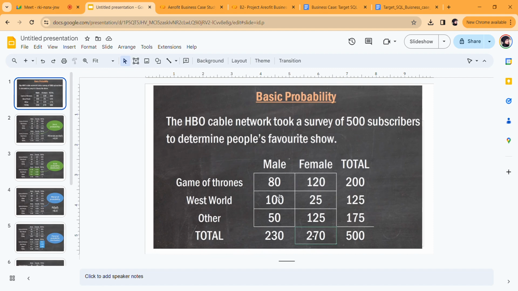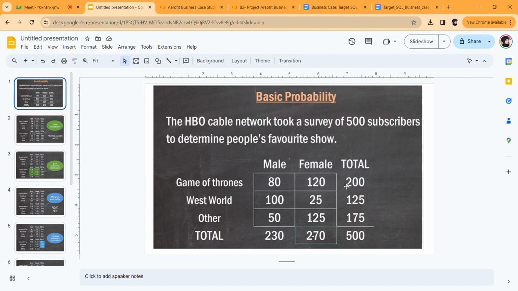Here is something: the HBO cable network took a survey of 500 subscribers to determine people's favorite show. You can see the three shows, Game of Thrones, Westworld, and the rest of the others, and how many males and how many females are interested in each show. We have divided numbers like 80 by 500, and in that way we get the probability. This 500 is not just inside the table; you can see the totals also.